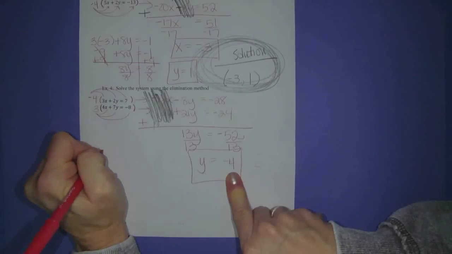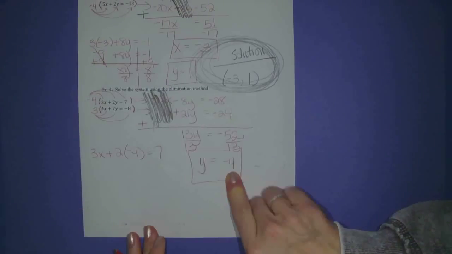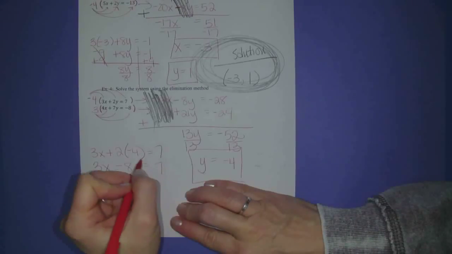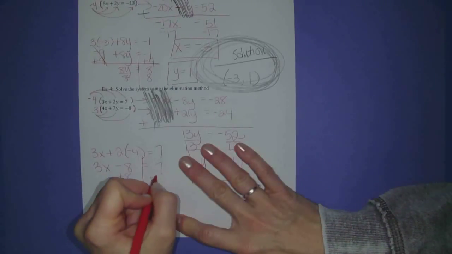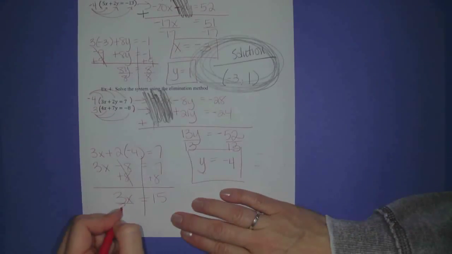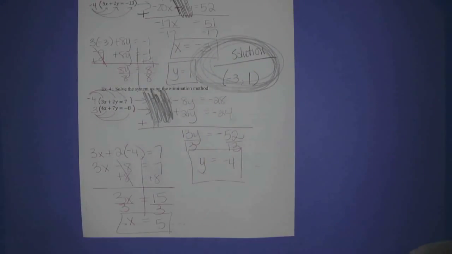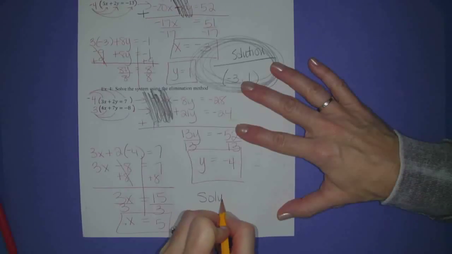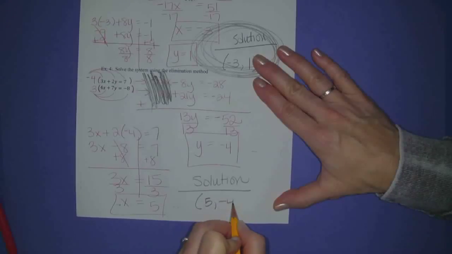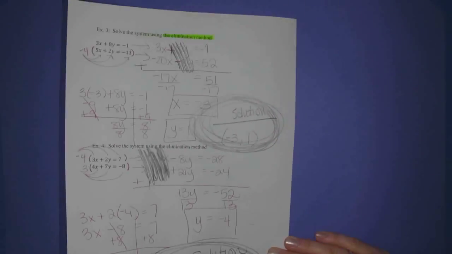So it's going to be 3x plus 2 times negative 4 equals 7. Finishing this off, we have 3x minus 8 equals 7. We're going to add 8 both sides. So 3x equals 15. We're going to divide by 3. And so x equals 5. Beautiful. Final answer, final solution to example 4, 5, negative 4.